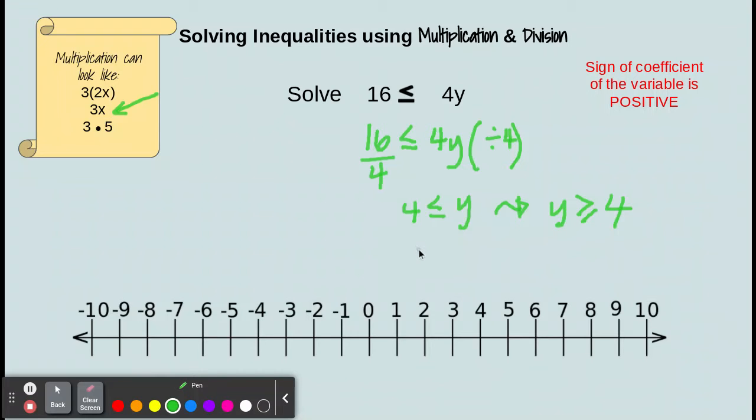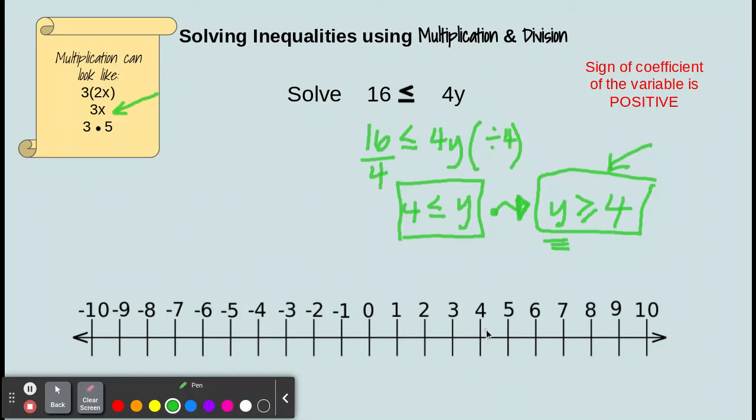When you write and say inequalities, when you have a variable, you usually want to say the variable first, okay? So while the solution is this, the form we want to use is this. Okay? Both are acceptable, but this is more common. Okay, so y is greater than or equal to 4.